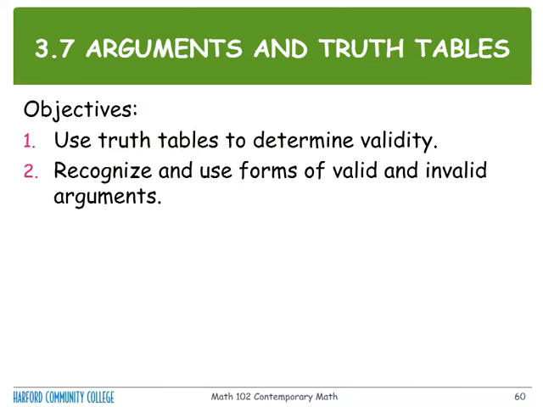Section 3.7, Arguments and Truth Tables. We have two objectives. The first one is to use truth tables to determine validity and to recognize and use forms of valid and invalid arguments.